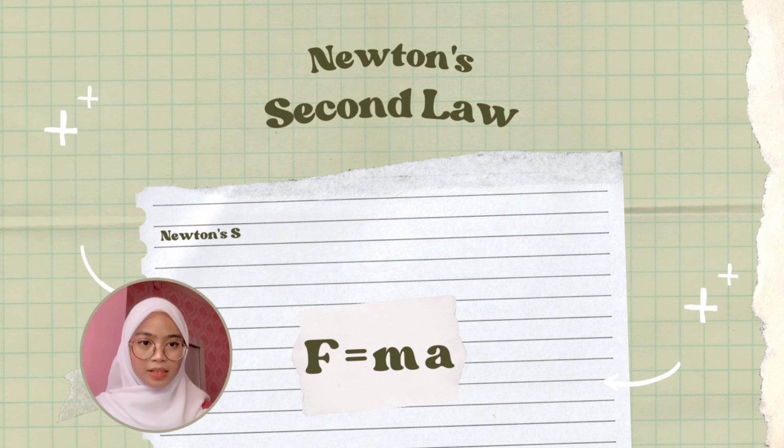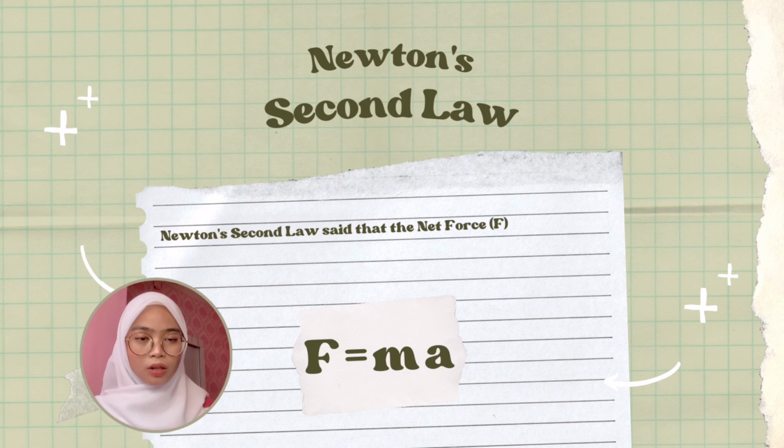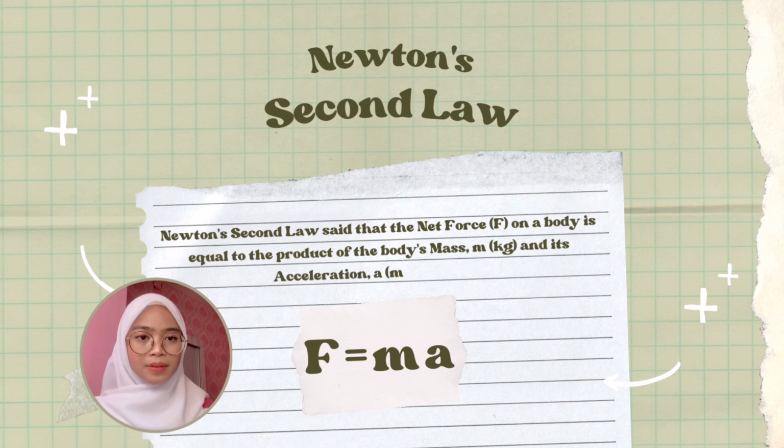Newton's second law said that the net force on a body is equal to the product of the body mass and its acceleration, where F equals m times a, where F is the net force, m is the body mass, and a is the acceleration.